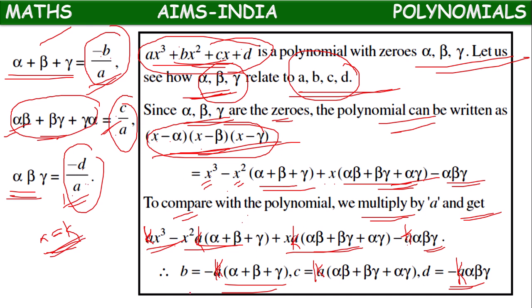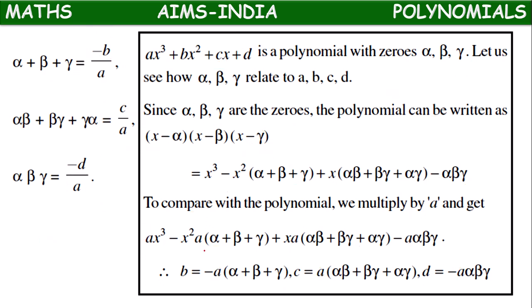So a equal to k, and b equal to minus k into alpha plus beta plus gamma. Suppose here a is missing. If you want it in terms of a also, then in the place of k we can keep a. So b equal to minus a into alpha plus beta plus gamma. Similarly, c value in terms of a and alpha, beta, gamma, and d value in terms of a and alpha, beta, gamma. Like this, we can tell the relation.